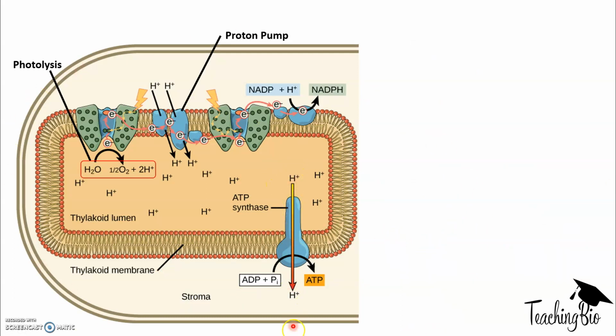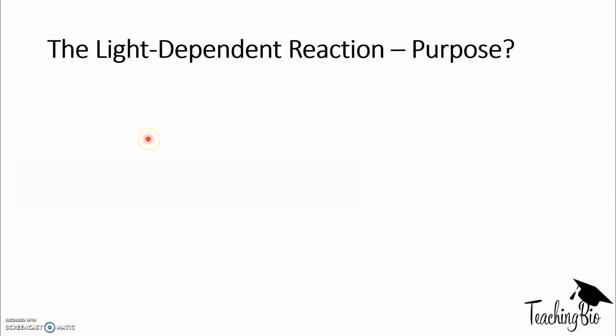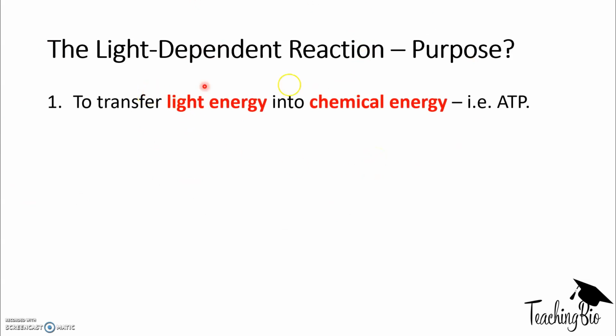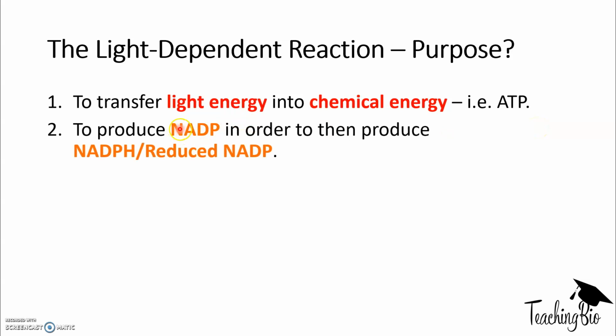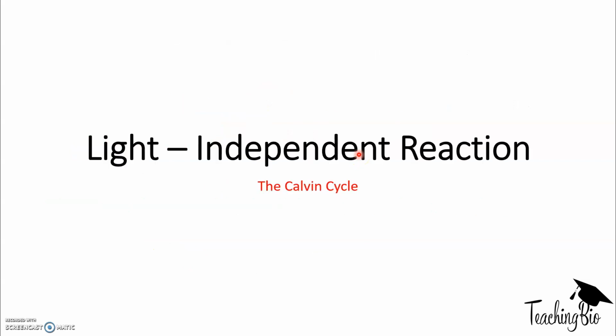So again, here the protons are moving down. They move down because of the gradient. The gradient is made by the loss of energy from the electrons, and the protons are pumped in with the proton pump here. Now, what's the point of doing all of this? Well, the point is that we transfer light to chemical energy, ATP, and we need ATP. And we also produce NADPH. And NADPH is very important for the light-independent reaction.